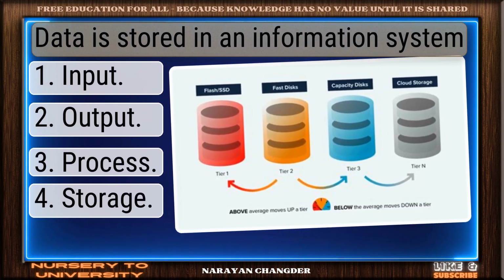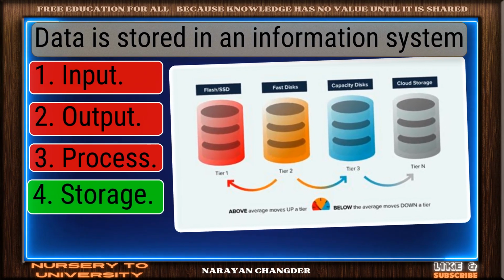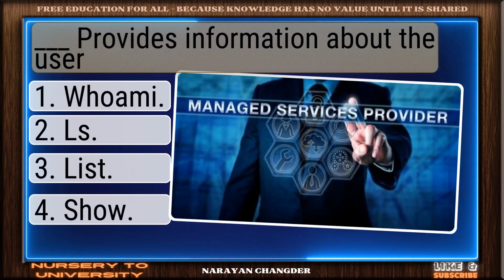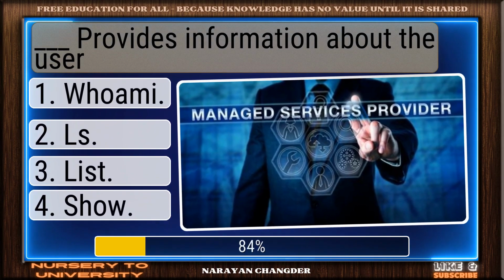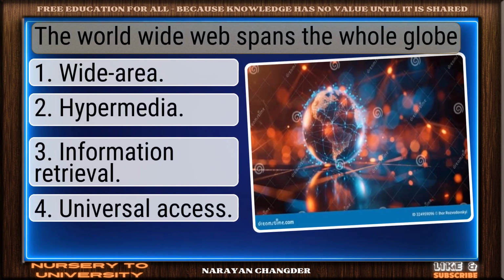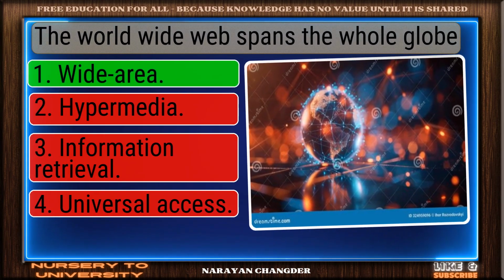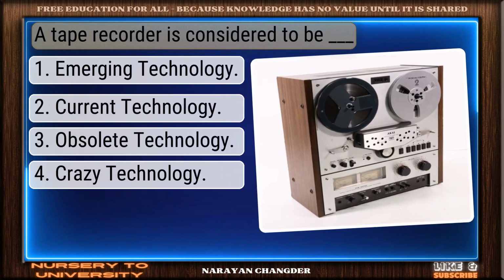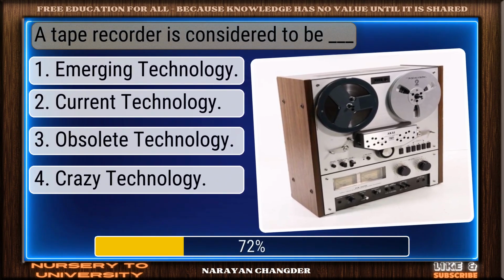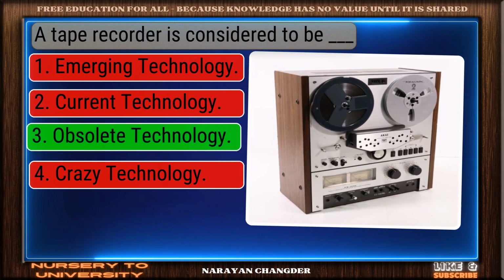Data is stored in an information system. Well reasoned. Storage is correct. Dash provides information about the user. Good thinking. UOM is right. The World Wide Web spans the whole globe. Great job. Wide area is accurate. A tape recorder is considered to be dash. Nice selection. Obsolete technology is correct.